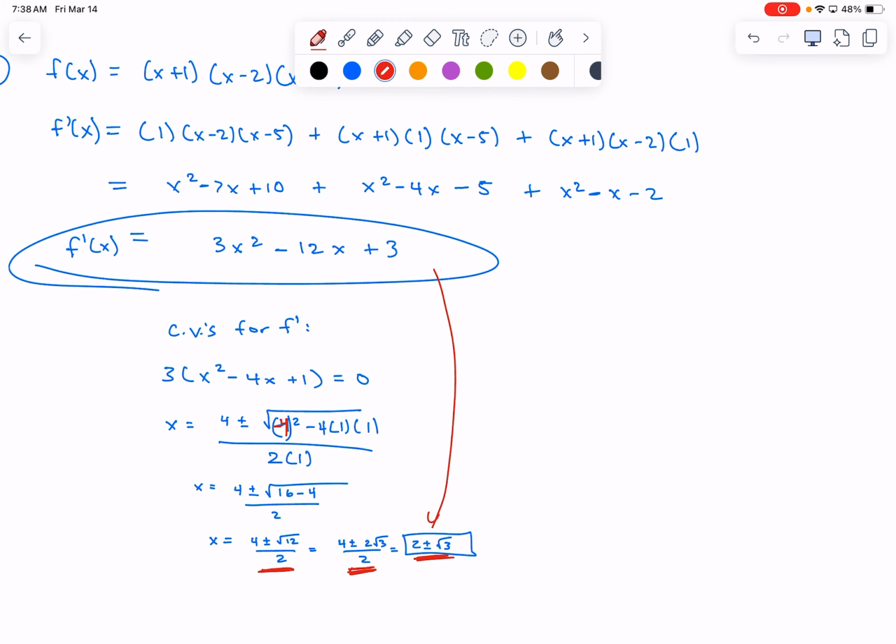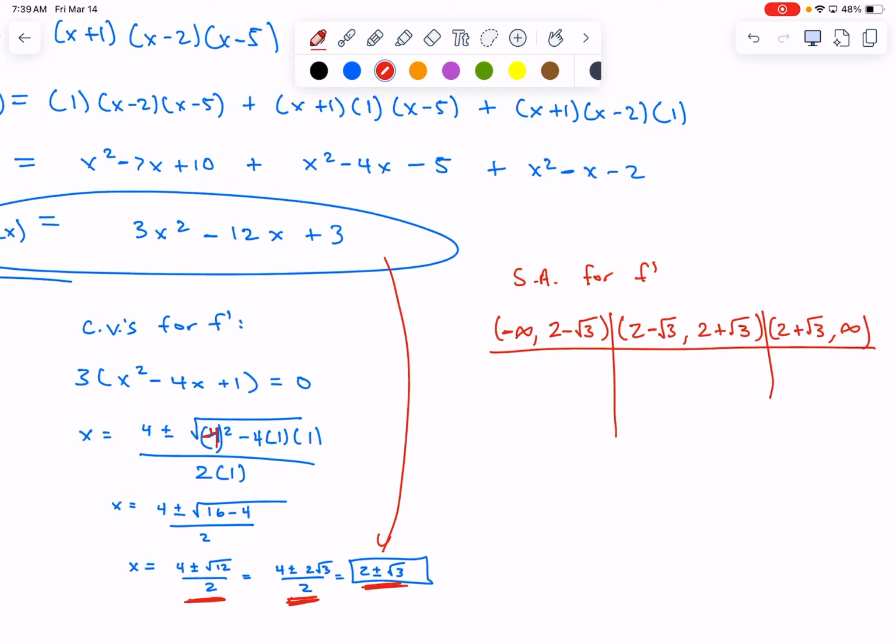So when I do my sign analysis for my first derivative, it's going to be from negative infinity to 2 minus root 3. And I know that that one's smaller than 2 plus root 3, obviously. And then I'm going to have 2 minus root 3 up to 2 plus root 3. And then I'm going to have 2 plus root 3 to what? Infinity.